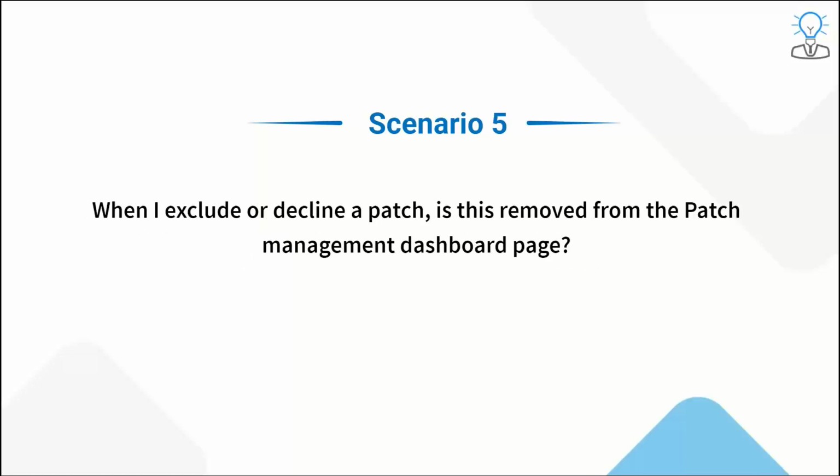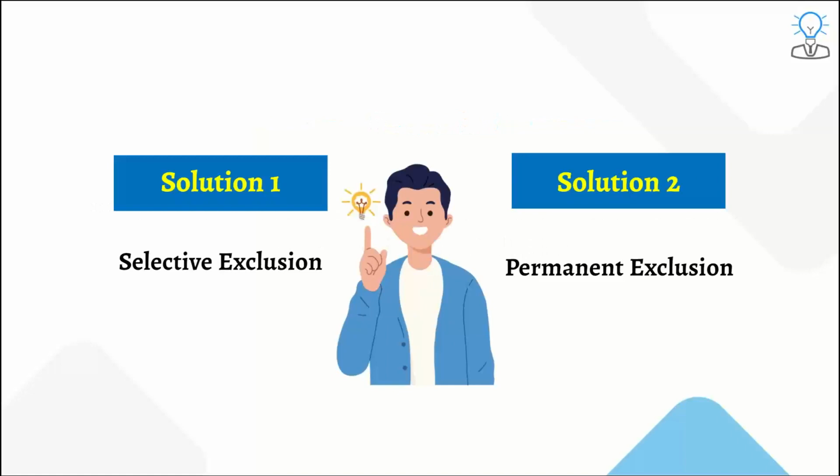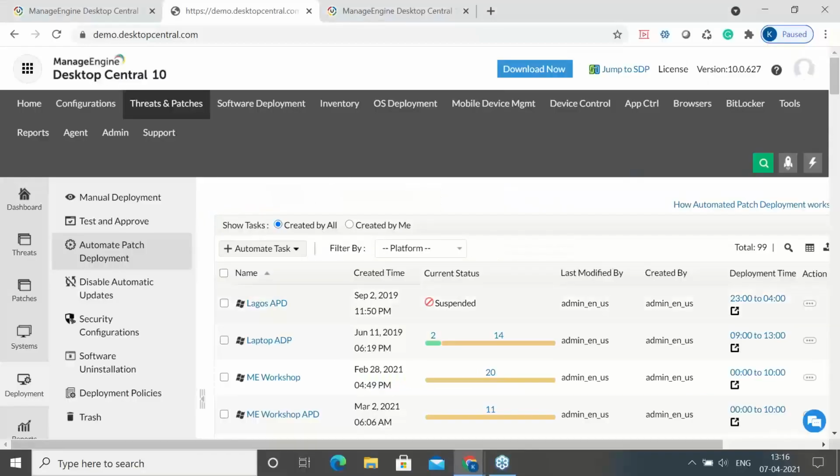So let's take a look at the next scenario. When I exclude or decline a patch, is it removed from the patch management dashboard page? There are two ways in which you can exclude a patch. One is a selective exclusion. This is when you create an APD task, you can choose to exclude certain applications from being patched. The other is the permanent exclusion, wherein you completely decline a patch or a family of patches. So let me quickly take you to the console and explain permanent exclusion.